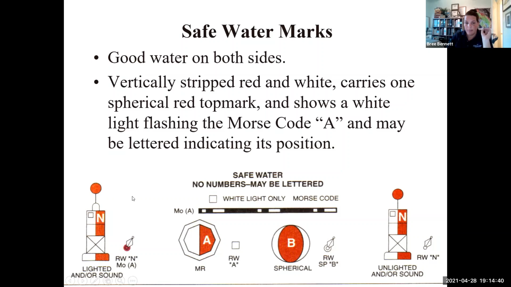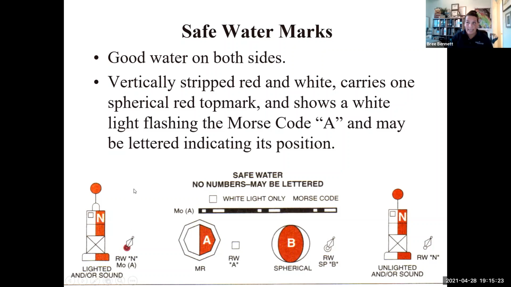And then your safe water marks are always going to have a light characteristic that is Morse code A. So Morse code A is dit-da, a short flash and a long flash. It doesn't have a timing mechanism on it. It's just short, long, and then it'll pause for a little bit and go short, long. But there's not a Morse code A every 5 or 6 seconds. You don't have to time it. You're just going to see a white light quick and then a white light long. Quick and long.